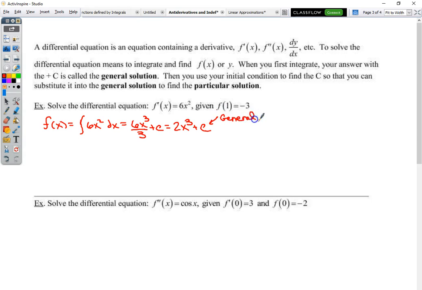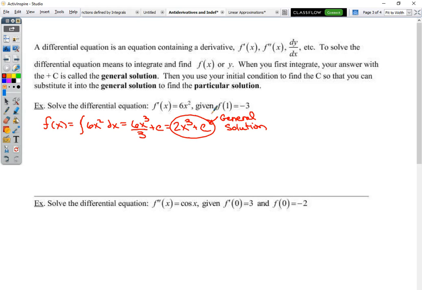Because technically that constant, by the way, the whole thing is the general solution. Technically that constant can be whatever I want. Positive, negative. There's an infinite number of solutions that could be fit there. But you'll notice that I give you a little more information as well. I tell you that f of 1 is negative 3. What that means is there's a specific point I want you to go through.